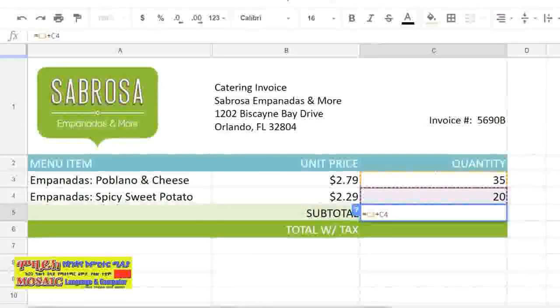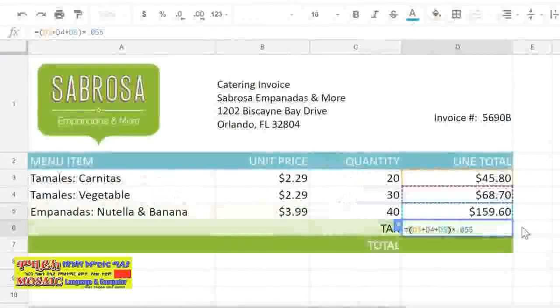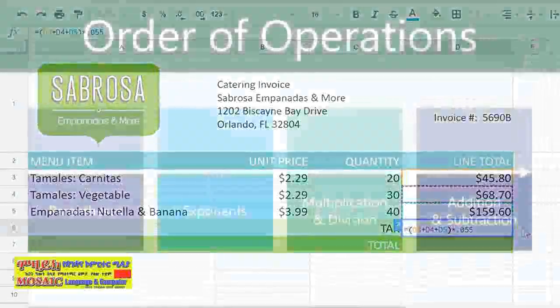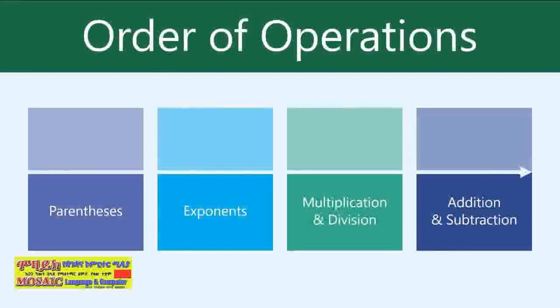You may already have some experience creating simple formulas that have only one type of operation. But sometimes you have to create more complex formulas that do have more than one operator. For example, addition and multiplication. To do this, you'll need to understand how Google Sheets is calculating the answer.